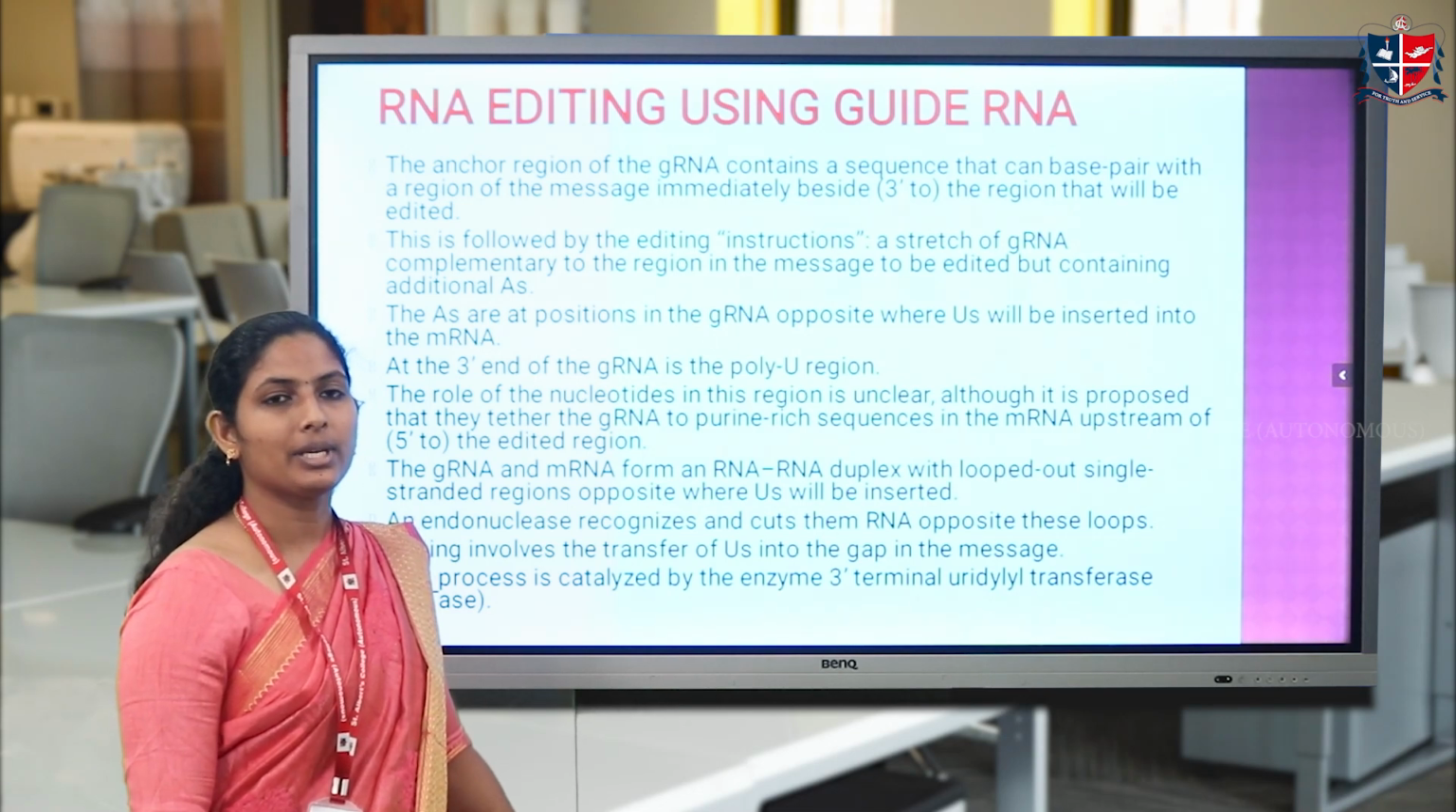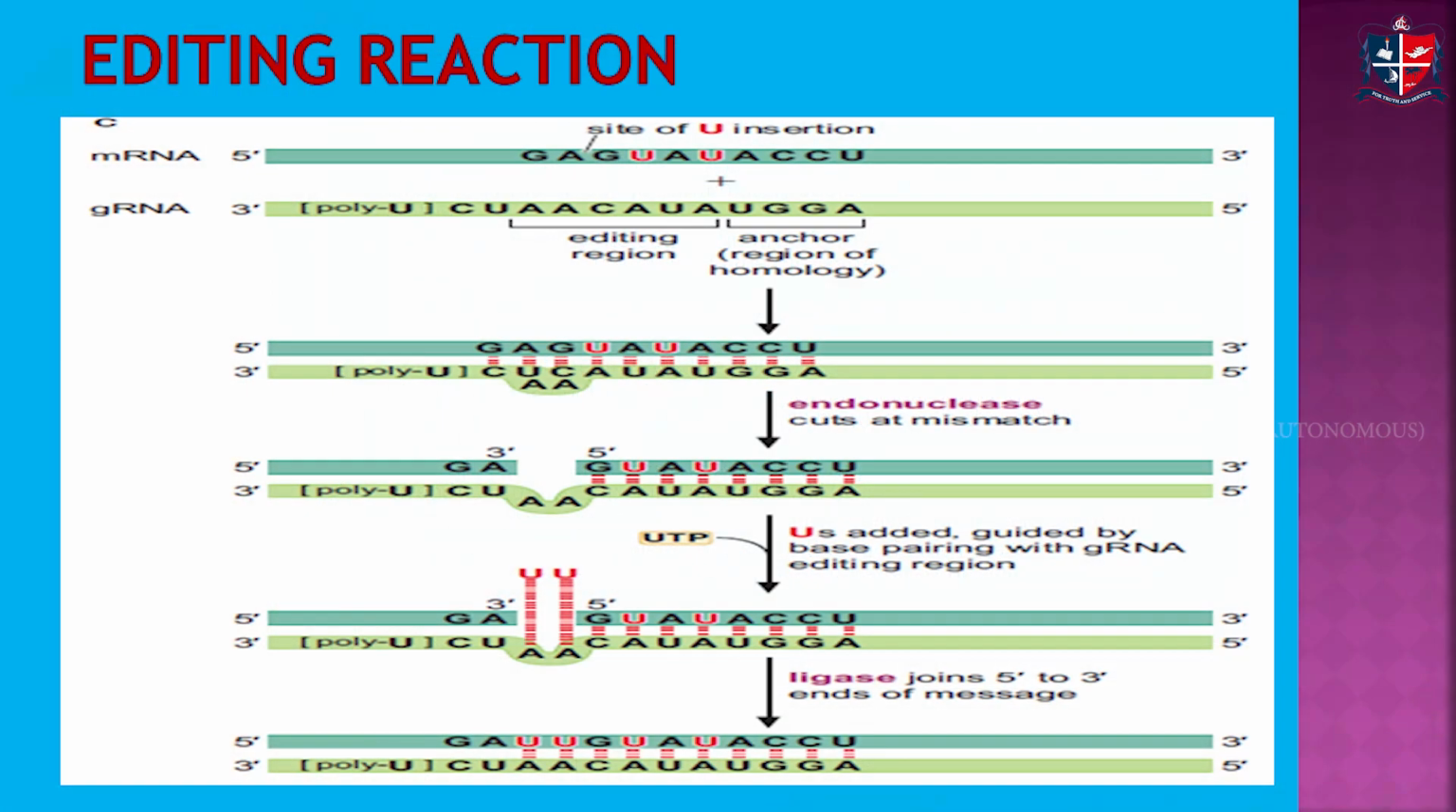And after that, uridine residues are added to these gap positions. Here you can see the guide RNA and the targeted RNA, and the site of U insertion is also shown. Whenever there is a looping out position, endonuclease will cut at this mismatch, and to this position, uridine residues are being added. This is actually performed by an enzyme TUTase. And after the addition of these uridines, ligase joins the nick formed between these nucleotide bases, so that the targeted RNA structure will be complete.